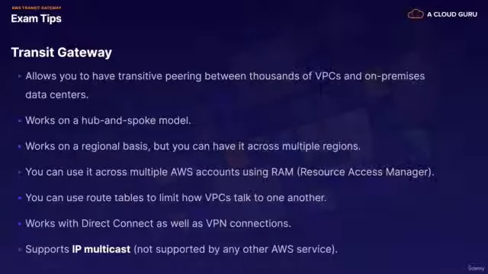So when going into your exam, if you're given a scenario question where it's talking about how you can simplify your network topology, maybe you've got hundreds of VPN connections coming in, Direct Connect connections, you've got a whole bunch of VPC peering going on, and you also need to support IP multicast, I want you to think immediately of Transit Gateway. That's all it is. It's a way of simplifying your network architecture or topology, and it always uses a hub and spoke model.